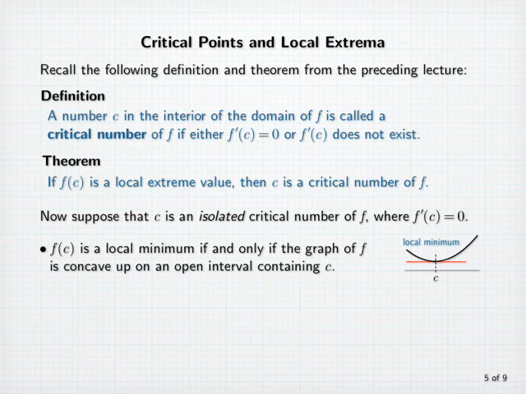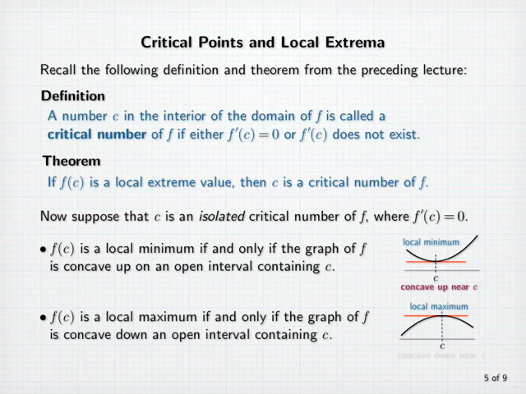f of c is a local minimum if and only if the graph of f is concave up on an open interval containing c. And f of c is a local maximum if and only if the graph of f is concave down on an open interval containing c. These facts suggest that concavity may be used as a way of classifying critical numbers. In fact, a simplified version of these ideas takes the form of a test called the second derivative test for classifying critical numbers.